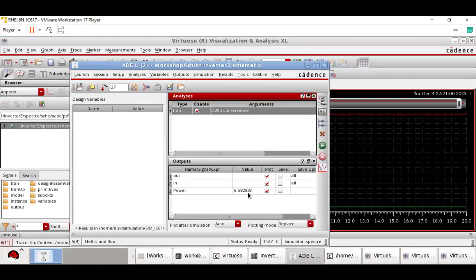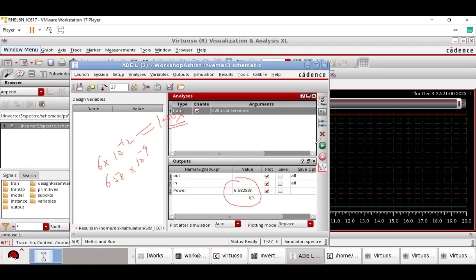See the power consumed. It is 6.582 nanowatt. We thought that it will be 6 into 10 raised to the power minus 12, but it is 6.58 into 10 raised to the power minus 9. Whatever we thought, it is 1000 times more. This is the switching power. That's what switching does.